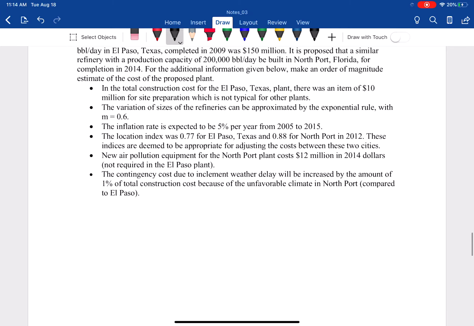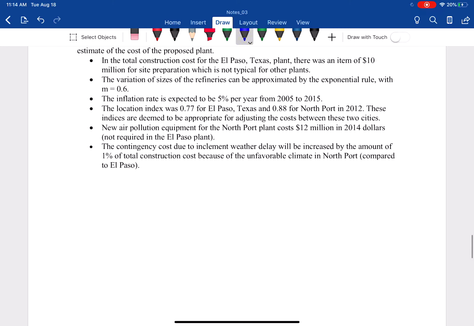And then new air pollution equipment in the Northport plant will cost an extra 12 million in 2014 dollars. And the contingency for inclement weather, like hurricanes, etc., is 1%. So we have to consider all of those factors to do the estimate here. So let's start with the first one.